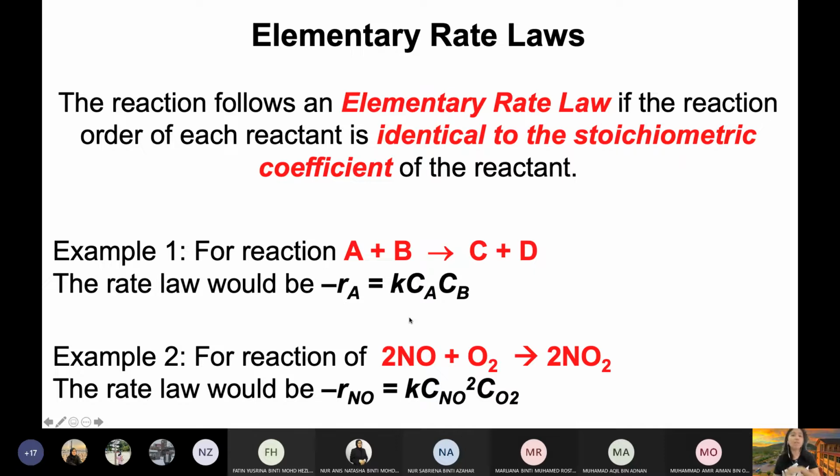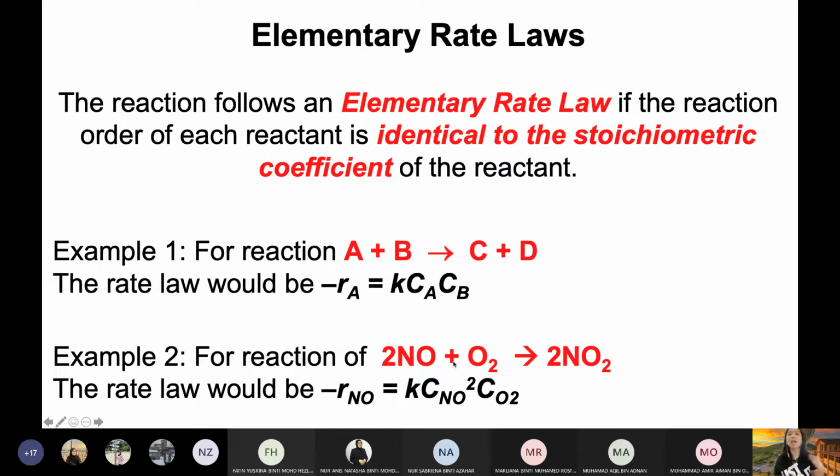K tu mesti ada, apa-apa situation pun K mesti ada. K equals to CA CB. Okay, meaning first order with respect to A, first order with respect to B. Kalau sesuatu tak tulis pun tak apa. So let's say we give a real chemical reaction.